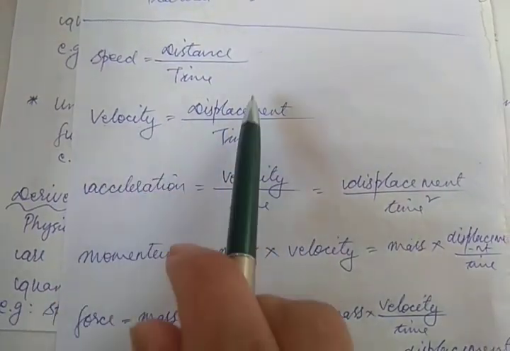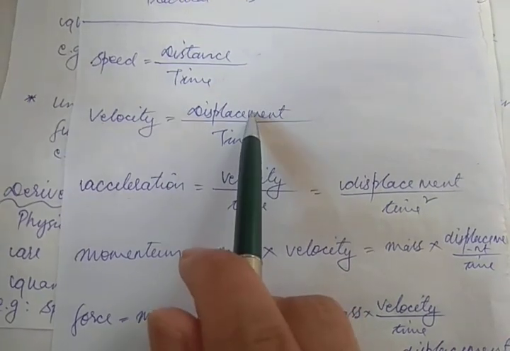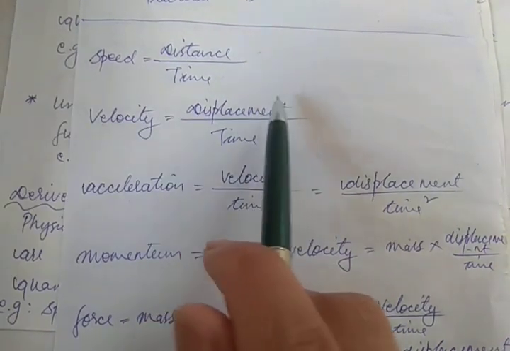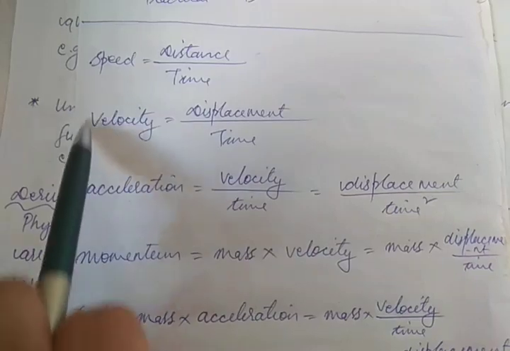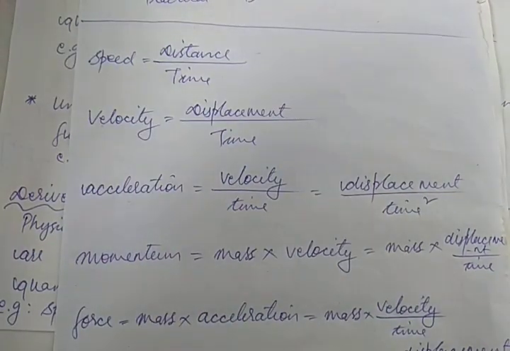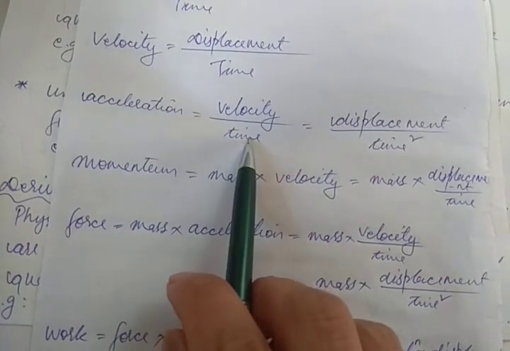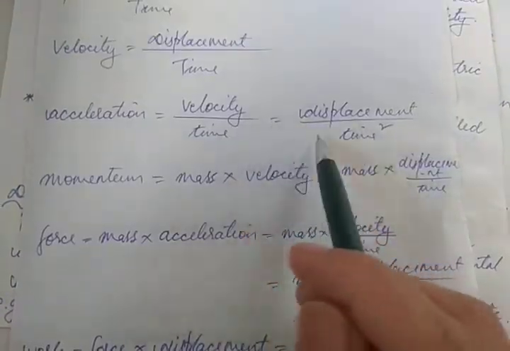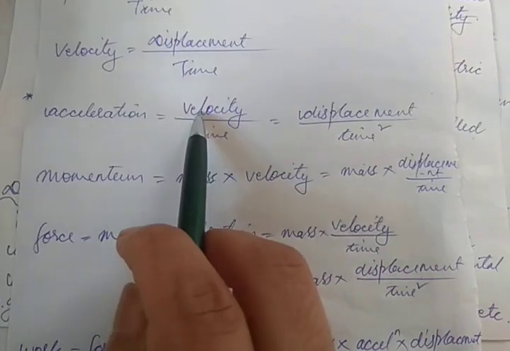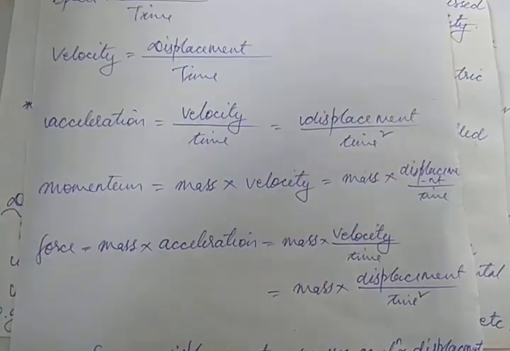Likewise, velocity, which is displacement upon time. Now displacement also basically is length, so this is also length upon time, so that is why velocity is a derived quantity. Likewise, you have acceleration, velocity upon time, which can be rewritten as displacement upon time squared, because velocity itself is displacement upon time.